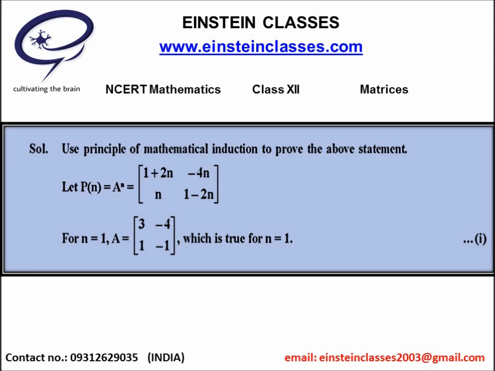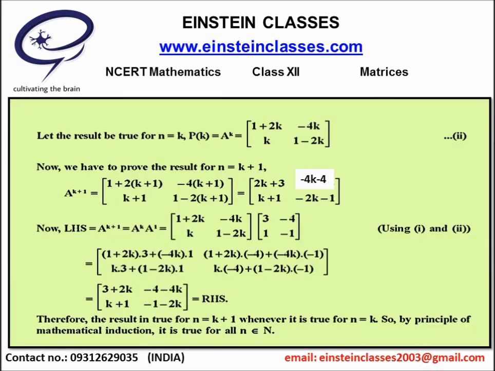What you can see, first of all, the statement has to be proved for n equal to 1. Place n equal to 1 in the matrix Pn. After putting n equal to 1, you can get the new matrix 3, minus 4, 1 and minus 1, which is the matrix A, the given matrix. Hence, the statement is true for n equal to 1.